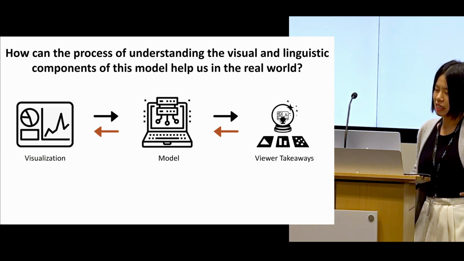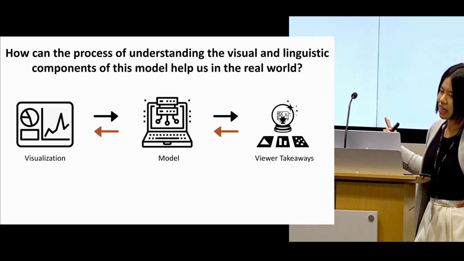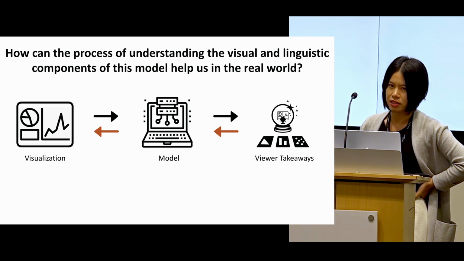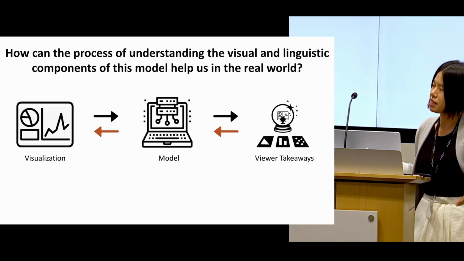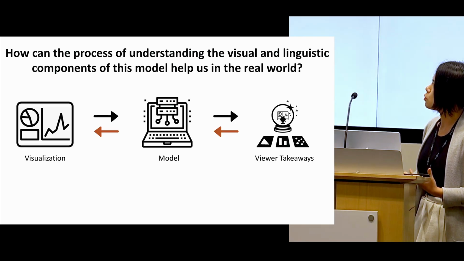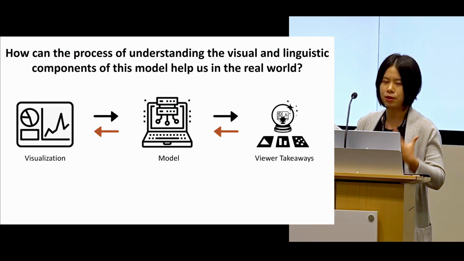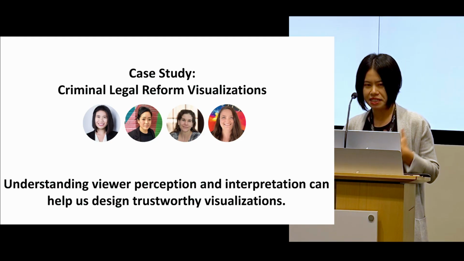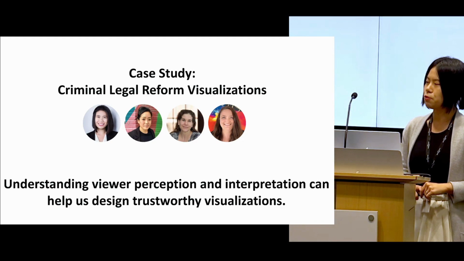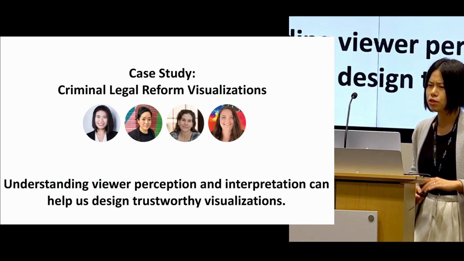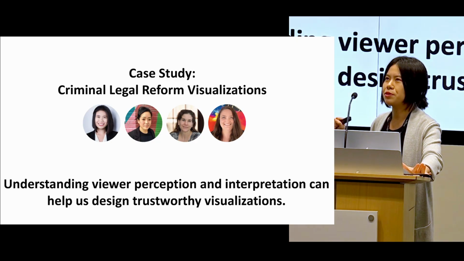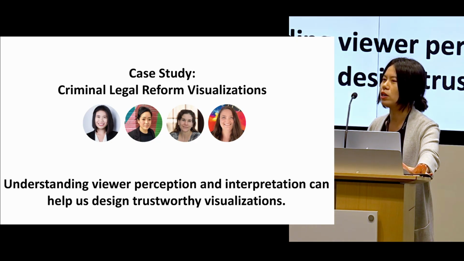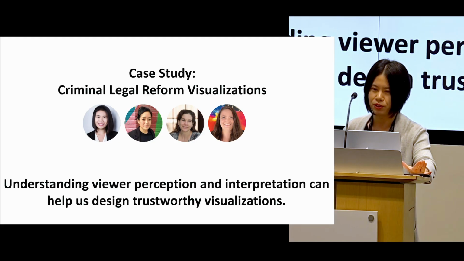And in the grand scheme of things, I want to finish with one last thought, which is bringing this back into the real world. Beyond building interfaces and building systems, how can the process of understanding the visual and linguistic components of this model that I'm hoping to build help us in the real world? I offer you a case study on criminal legal reform visualizations. What I'm trying to say is that we can understand viewer perception and interpretation because that will allow us to design more trustworthy visualizations.